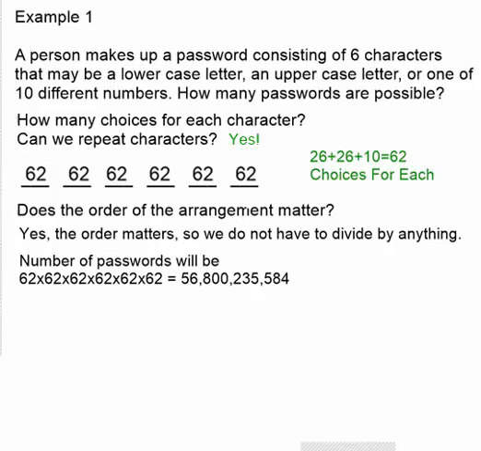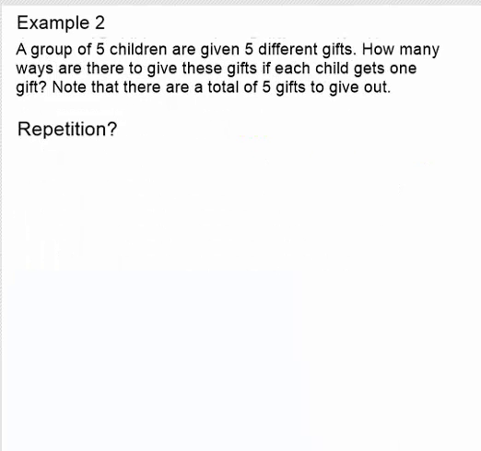So our answer is 62 multiplied by itself 6 times, or 62 to the 6th power. And that gives us 56,800,235,584 different passwords possible. On to our next example. A group of 5 children are given 5 different gifts. How many ways are there to give these gifts if each child gets 1 gift? And note that there are a total of 5 gifts to give out.